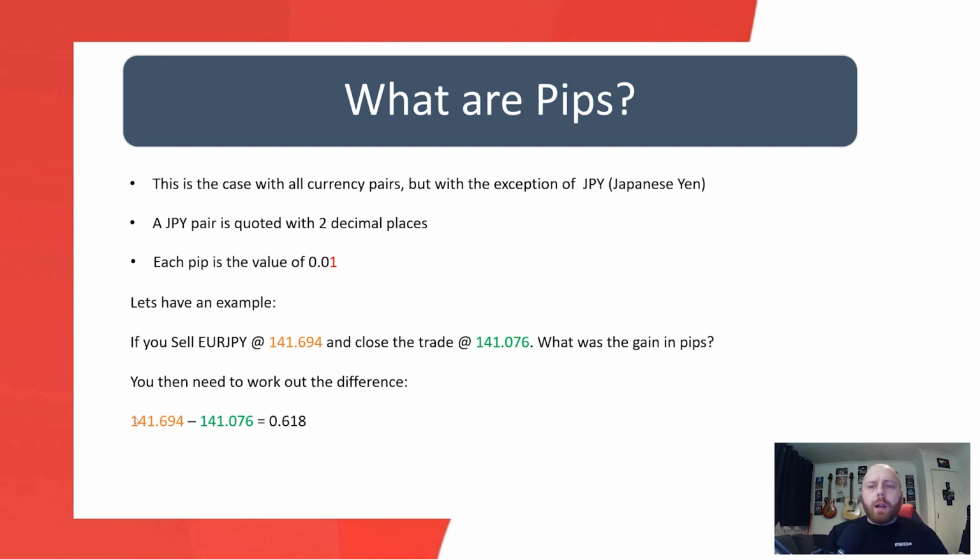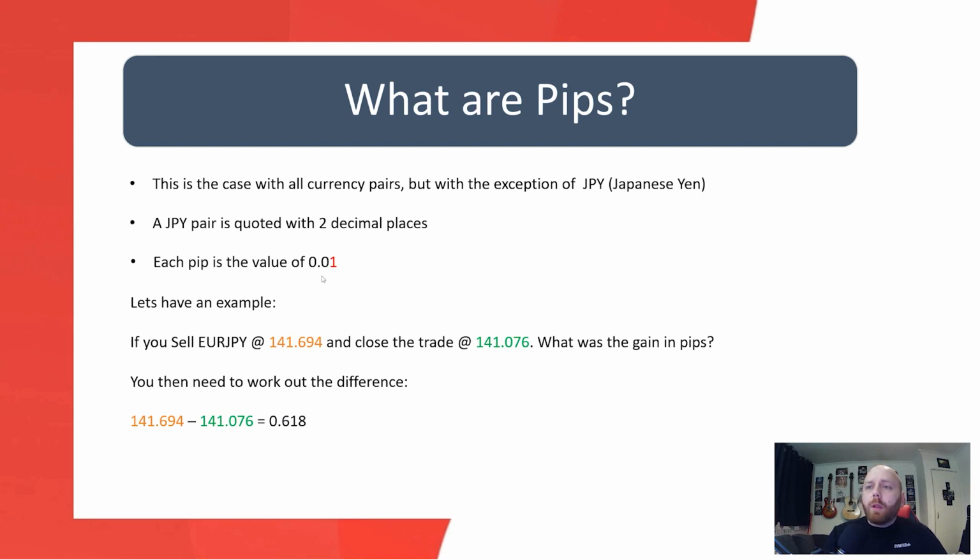So again, just take the larger value, in this case the starting value 141.694, minus 141.076 equals 0.618. I know I'm saying a lot of numbers, so I hope you're still with me here, but it is pretty straightforward maths when you think about it.